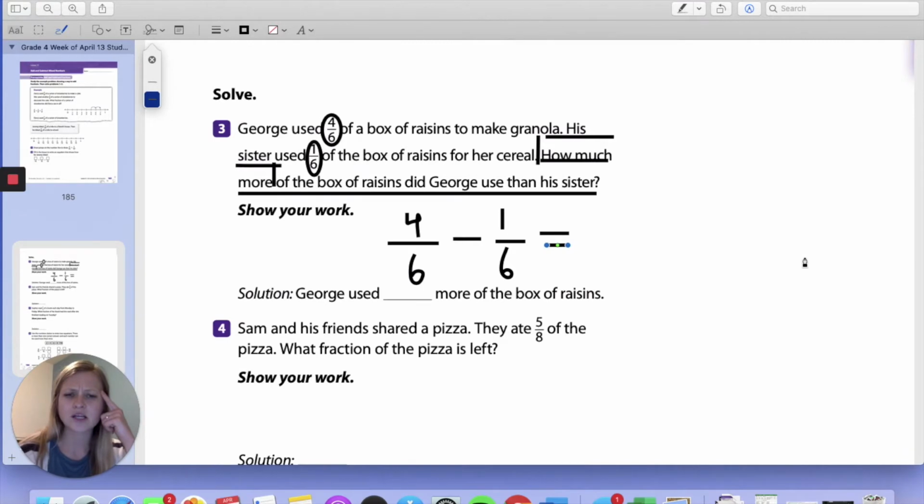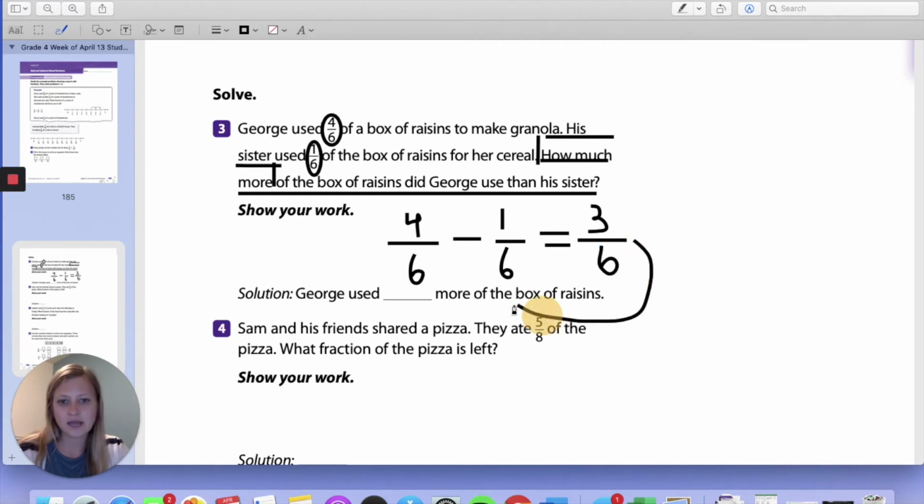When I subtract fractions, I'm going to ask you a question and hopefully you'll answer back from wherever you're at. Do I subtract the denominators or do my denominators stay the same? I want you to think about that. Just recall what the rules are for that. And hopefully you said they stay the same. So now what I need to figure out is, what is 4 minus 1? 4 minus 1 is 3. So I know that George used 3/6 more of the box of raisins. So I would place that answer right there.